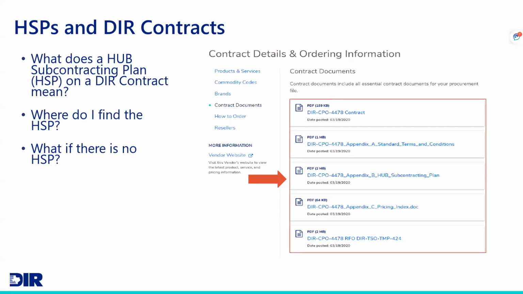Again, the hub plan is always Appendix B on any DIR cooperative contract. If you don't see it listed there, just reach out to us. We can help track that form down for you. Maybe it's a new contract or it hasn't been uploaded yet, or maybe there's one being updated and it just hasn't been uploaded yet. So just reach out to us. We can track that hub form down for you.